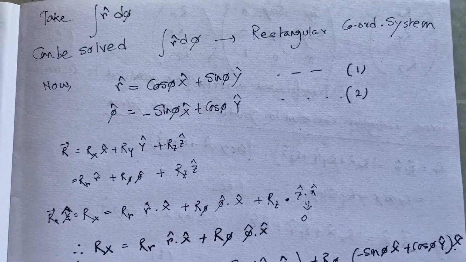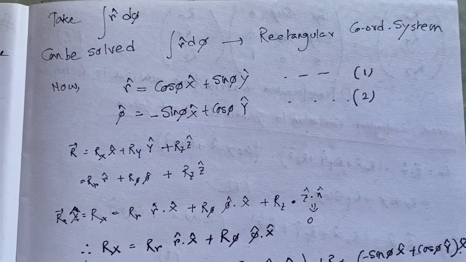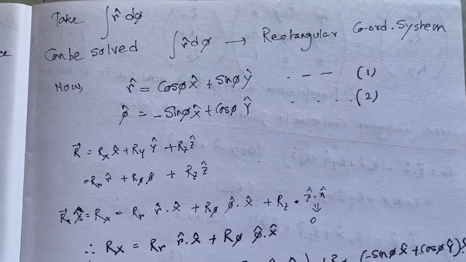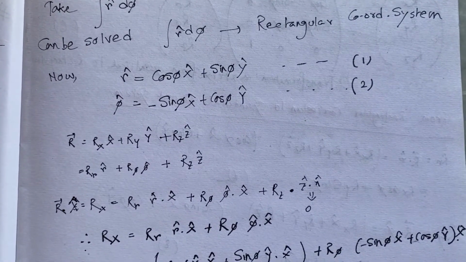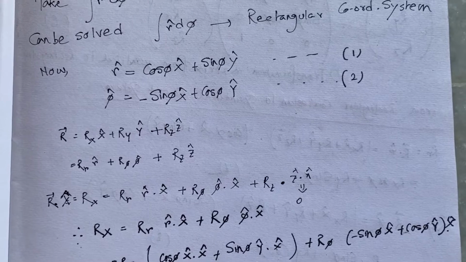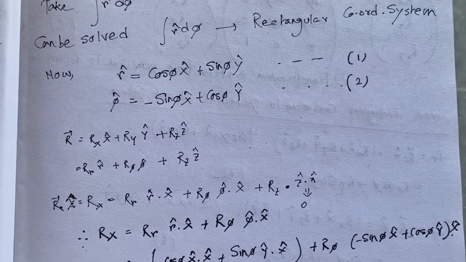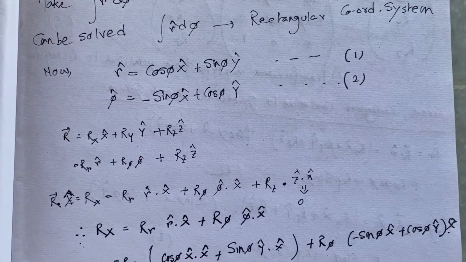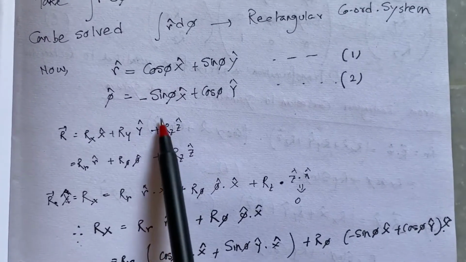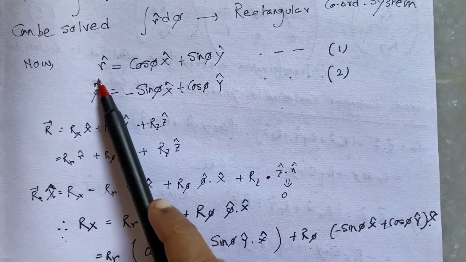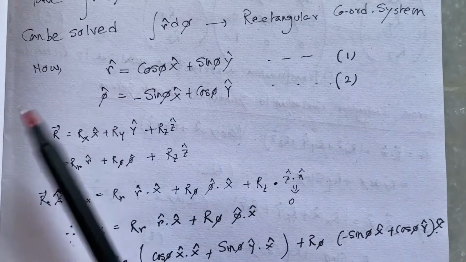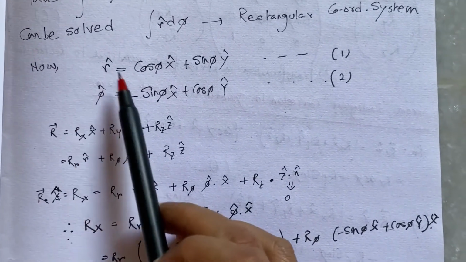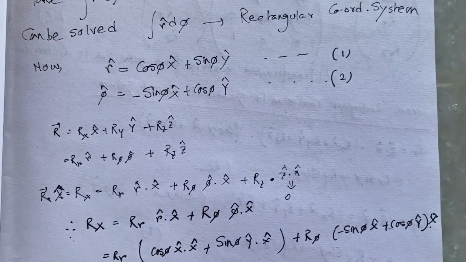Now we will transfer from cylindrical coordinate to Cartesian coordinate and vice versa. We will obtain the transformation matrix which will help us to switch over from one coordinate system to the other coordinate system. Now these are relations between the unit vectors of cylindrical coordinate system and the Cartesian coordinate system.